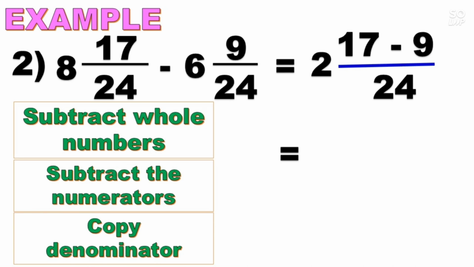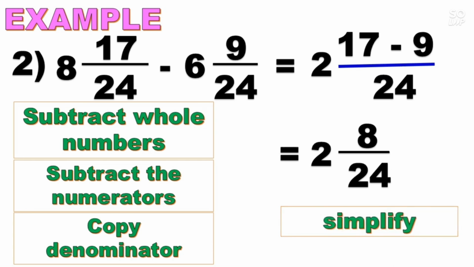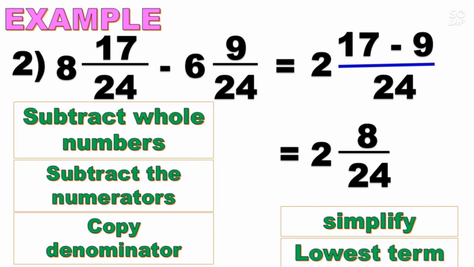And then, simplify. Now, we have 2. 17 minus 9 equals 8 over 24. Now, we have 2 and 8 over 24. Since 8 and 24 ay may common factor, so we need to simplify. We find the lowest term of 8 and 24.